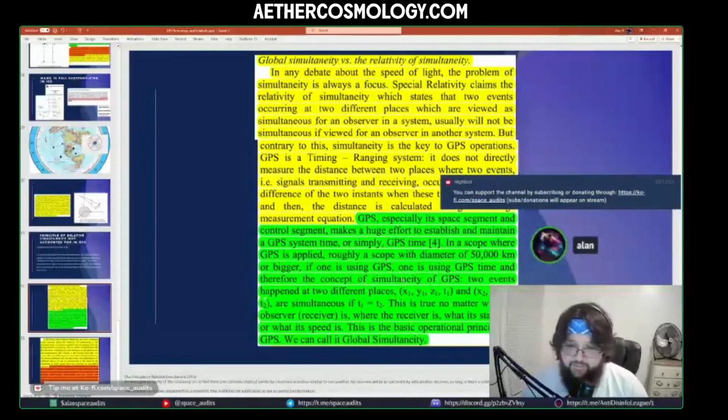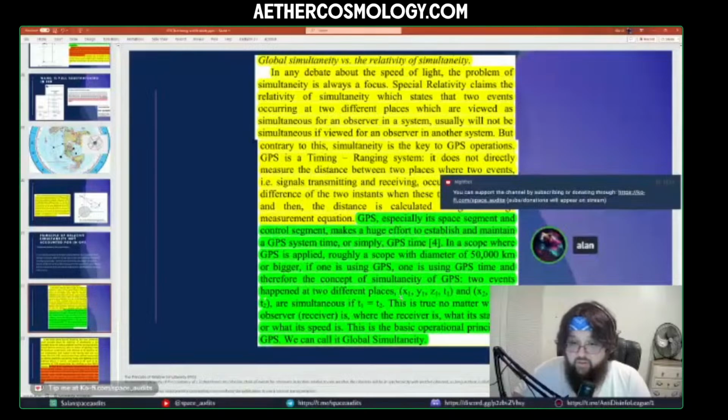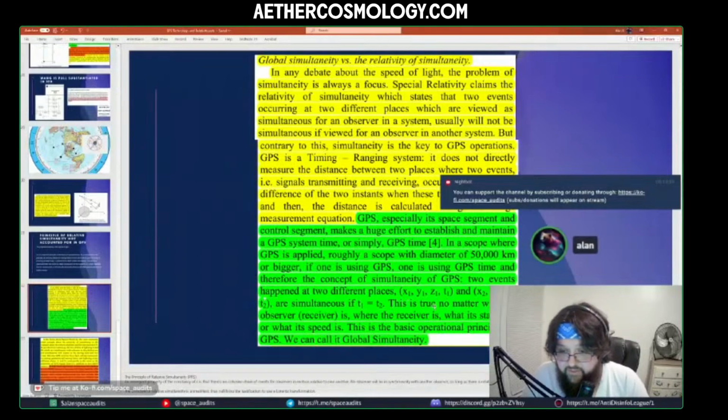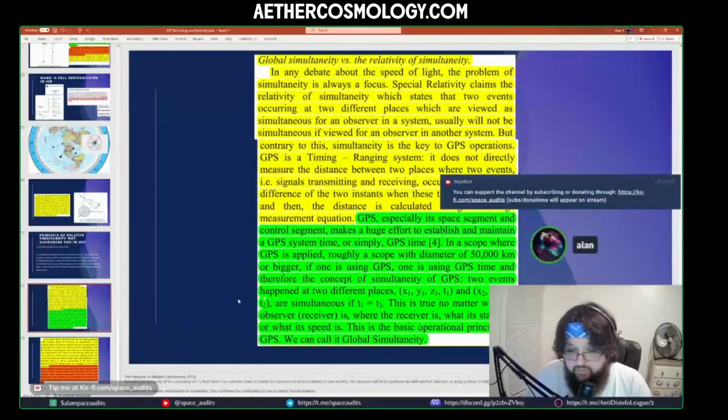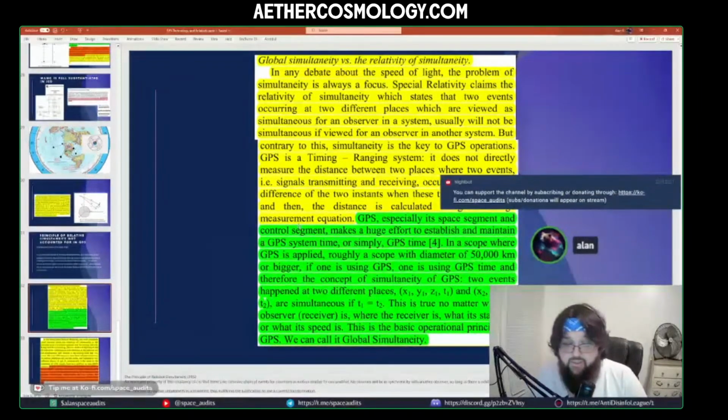simultaneity of GPS. If two events happen at two different places, with coordinates x sub one for event number one and x sub two for event number two, they are simultaneous if the time of event number one is equal to the time of event number two. This is true no matter who the observer or the receiver is, or where the receiver is, what its status is, or what speed it is. This is the basic operational principle of GPS. We call it global simultaneity.